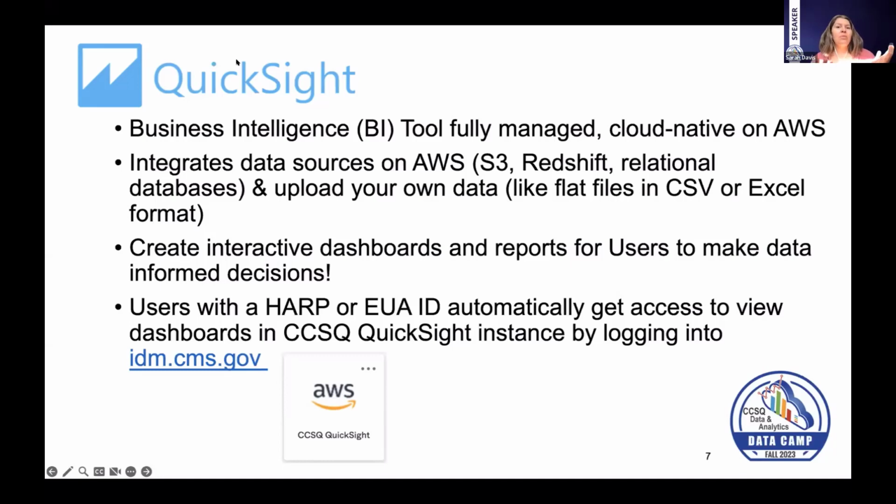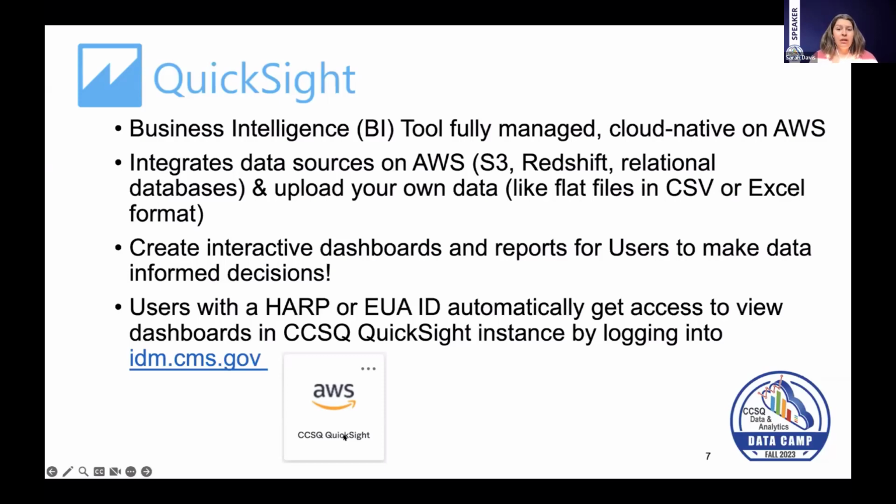Quicksight, as a BI tool, like any other BI tool, allows you to create interactive dashboards and reports, and then you can share these with your users so that they can make data-informed decisions, which is essential to everything that we do at CCSQ and for CMS. Also, this Quicksight instance is CCSQ's Quicksight instance. So it's been integrated with HARP. So that means by default, anybody with a HARP ID or an EUA ID can automatically get access to CCSQ without doing anything. All they need to do is simply go to idm.cms.gov, and they will see the AWS CCSQ Quicksight tile, and they'll be able to click that and get into Quicksight.